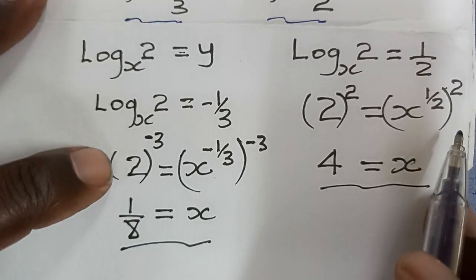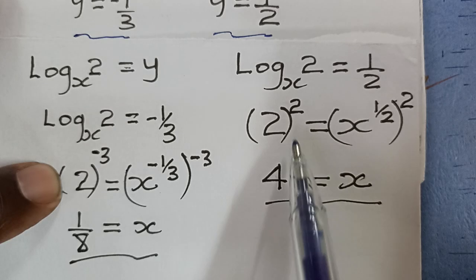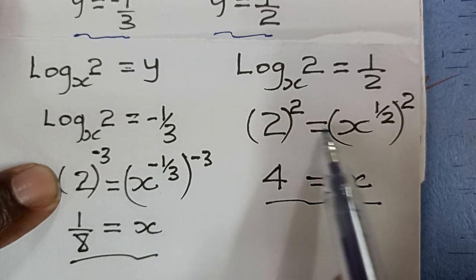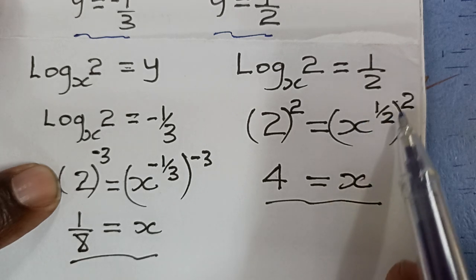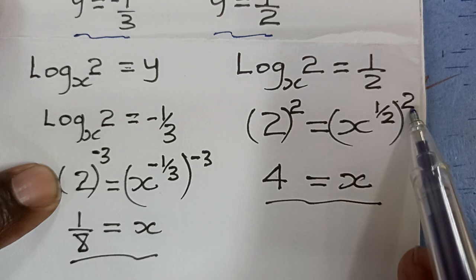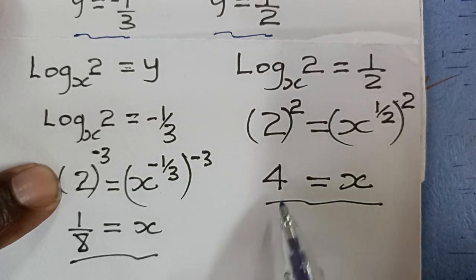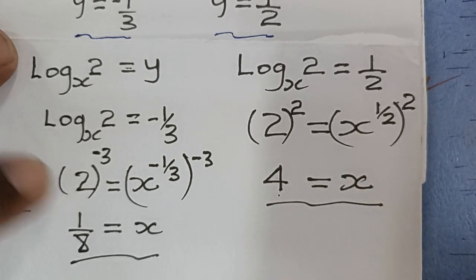On this other side, log 2 to base x is equal to a half. So when you write it into indices form, you shall have 2 equals x raised to a half. To remove this square root, you raise it to 2 this side, and you also raise it to 2 on this side. So you get 4 now equals x. And so guys, that is our solution.